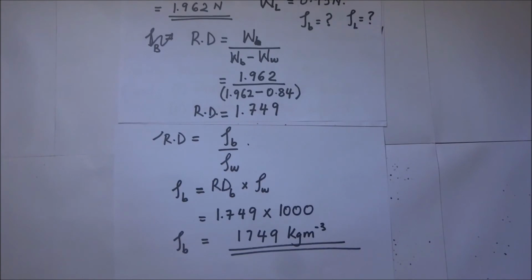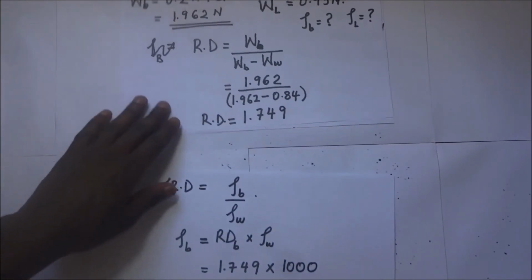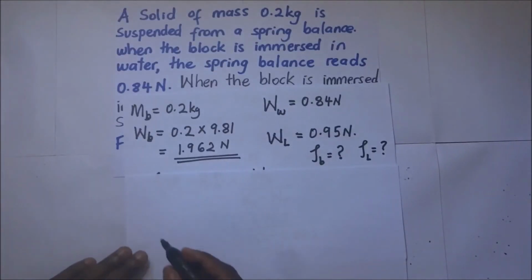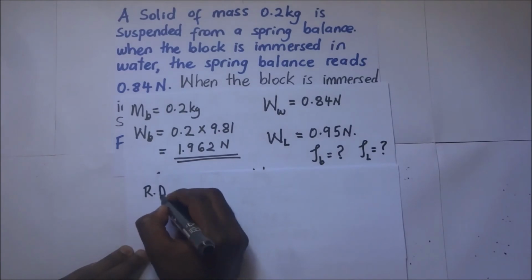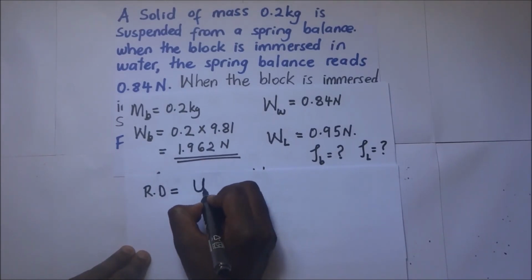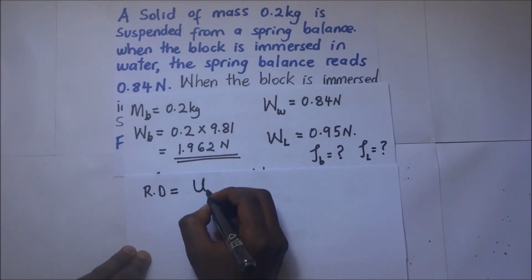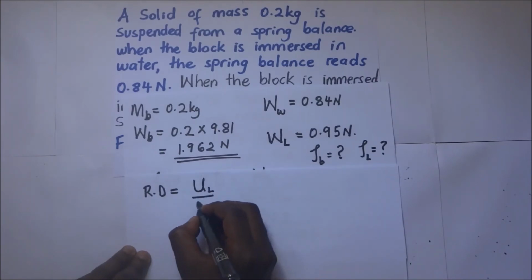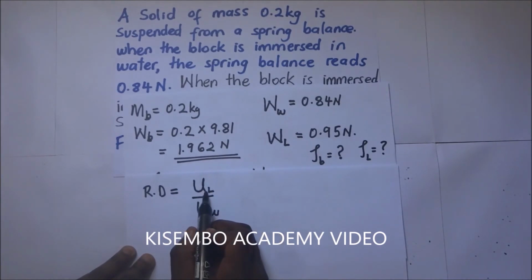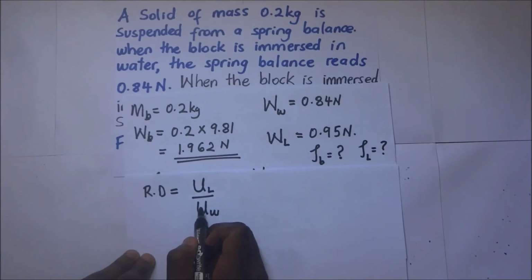In the same way, we are going to find the density of the liquid, and by finding the density of the liquid, we are going to first find the relative density of the liquid. Now to find the relative density of the liquid, we know that it is going to give us the apparent loss of weight of this block when it was in the liquid, divided by the apparent loss of weight when it's in water, or call it the upthrust experienced by the block when it's in the liquid, divided by the upthrust experienced by the block when it's in water.